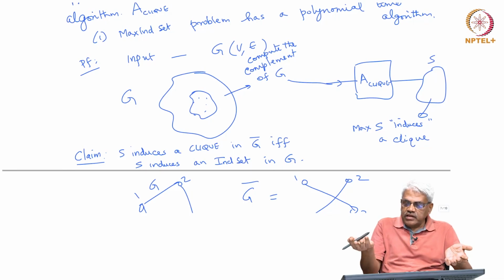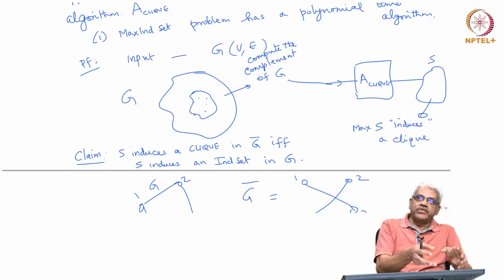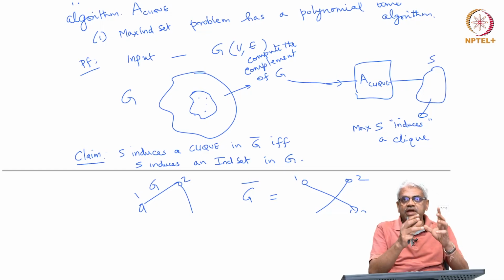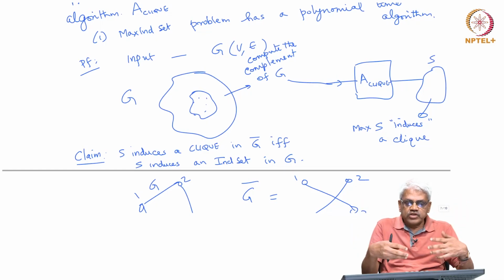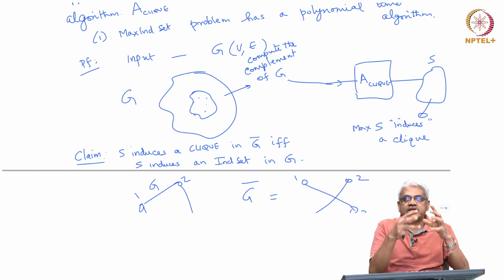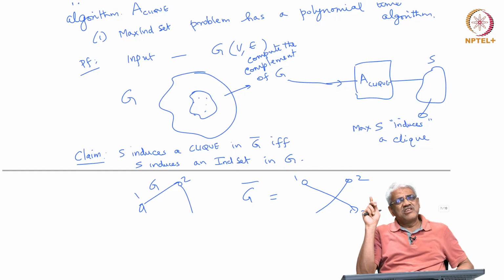So, the CLIQUE algorithm, when it gives you the maximum clique in the complement graph, is giving you the maximum independent set in the original graph. So, if I want to find a maximum independent set in a graph, I just simply find the complement. How do I find it? In square time. How? Exercise.